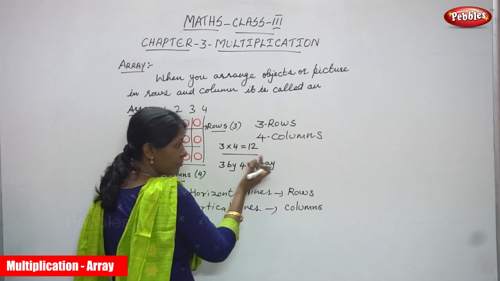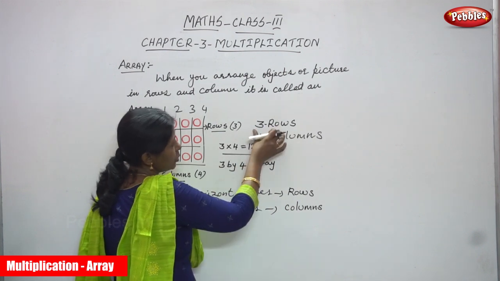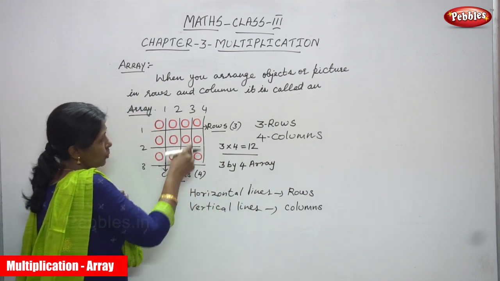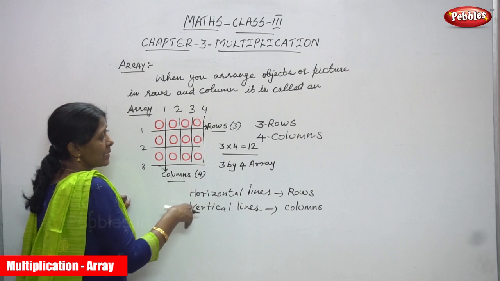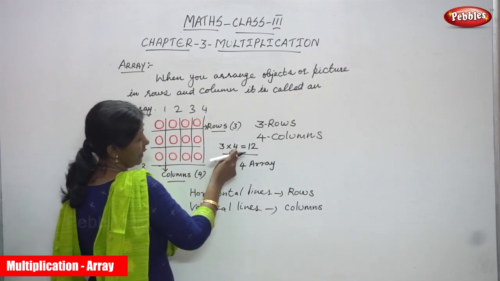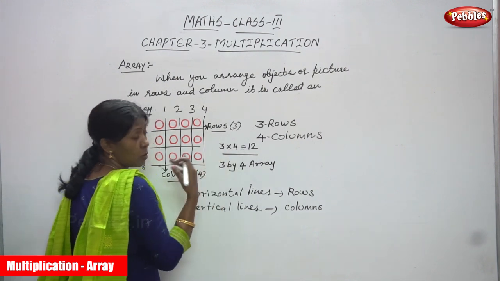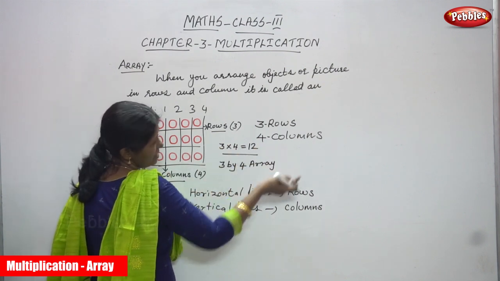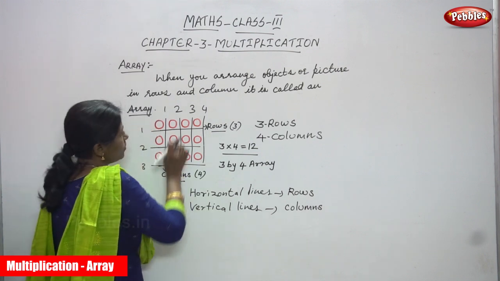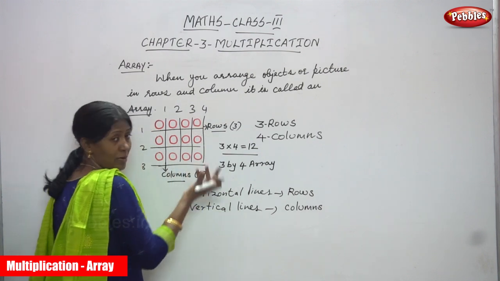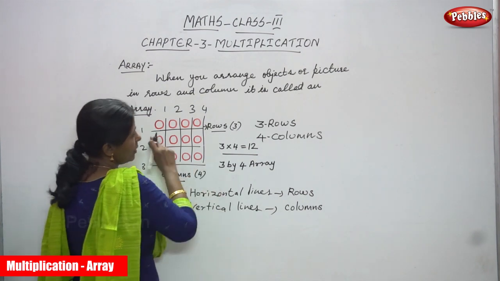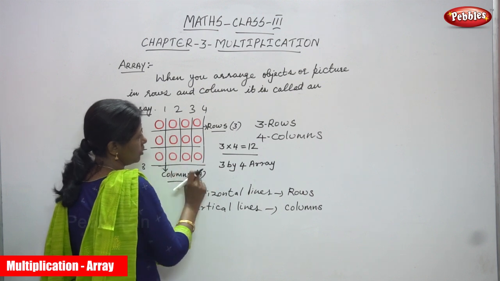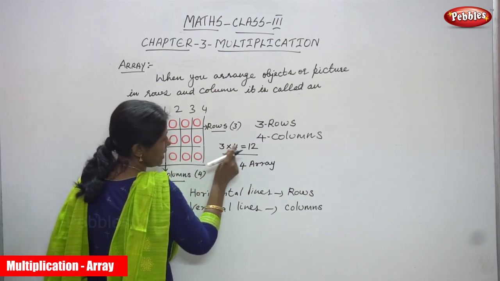So now you can multiply. The 3 rows are equal, so we have to multiply with each group. How many groups? That is 4 groups. Group means columns, so otherwise we can call it 4 columns. So 1 group, 2 groups, 3 groups, 4 groups, called columns. And this is the 1st row, 2nd row and 3rd row. So how many rows? 3 rows and 4 columns.